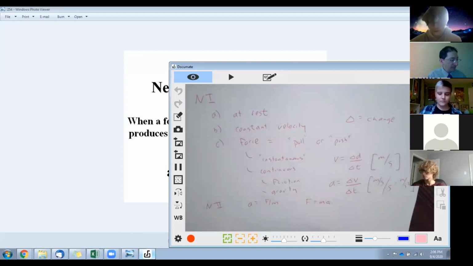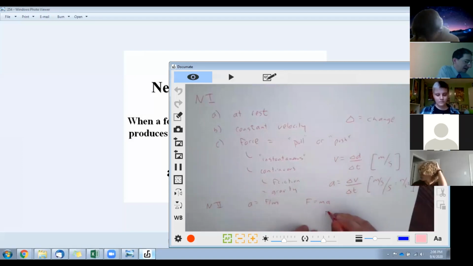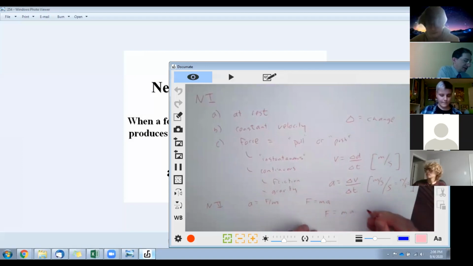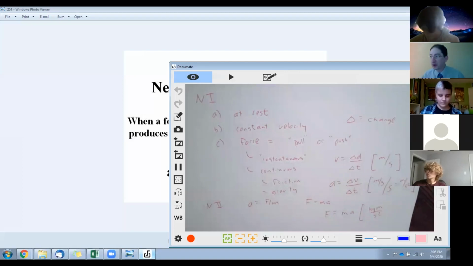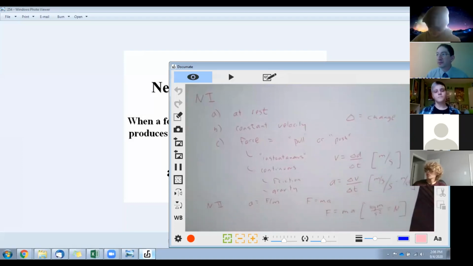Okay? And then we have a force. A force is a mass times an acceleration. So ma. And so the units there, mass is measured in kilograms, acceleration meters per second squared. So the unit for force is a kilogram meter per second squared, which is a mouthful. So in honor of Newton, we just call that a Newton. So we measure force in newtons.